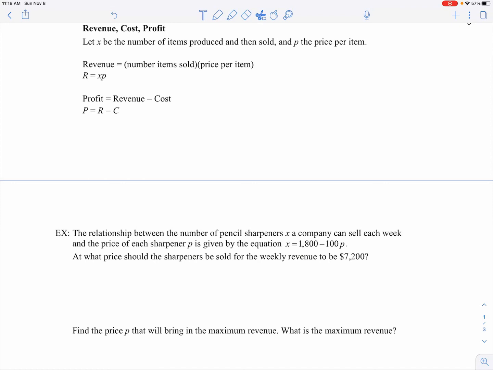Our next example in the guided practice is a profit, revenue, and cost example, or a business example. We talked about the relationships between revenue, cost, and profit in the lecture, but let's go over them now. X is going to be the number of items that we're going to produce and then sell, so cups of lemonade at our lemonade stand or something like that. And rho, or little p, not to be confused with capital P, is the price per item.